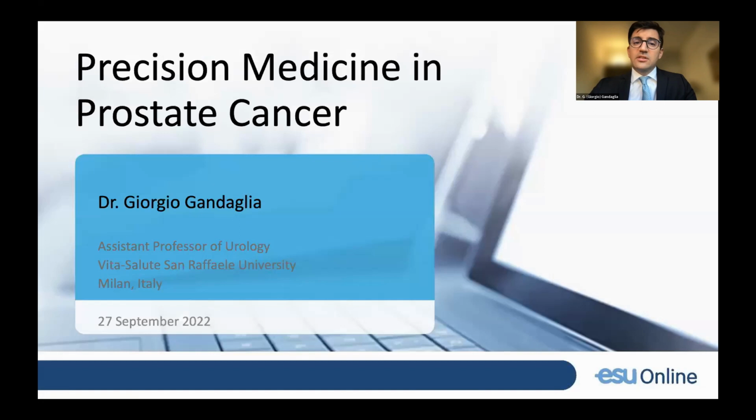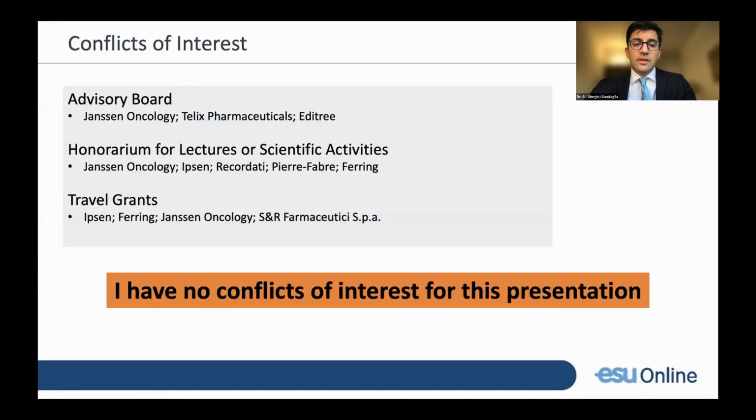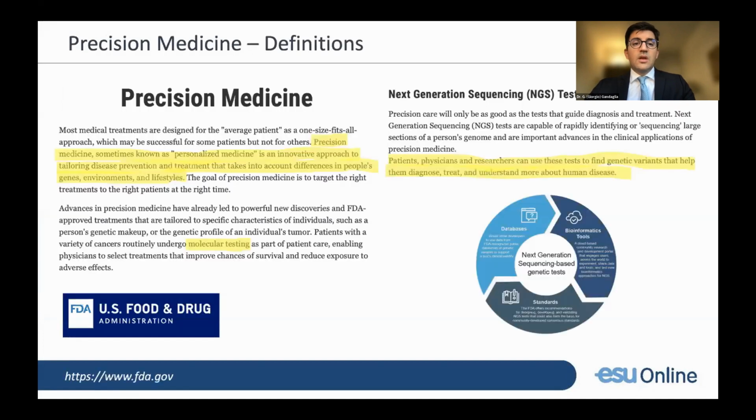So the first lecture for tonight will be on the role of precision medicine in prostate cancer. I have no conflicts of interest for this presentation. When we talk about precision medicine in prostate cancer, we should first of all have a clear definition.